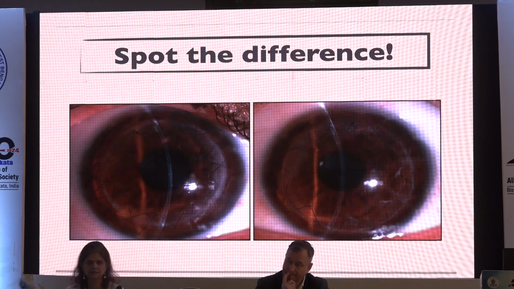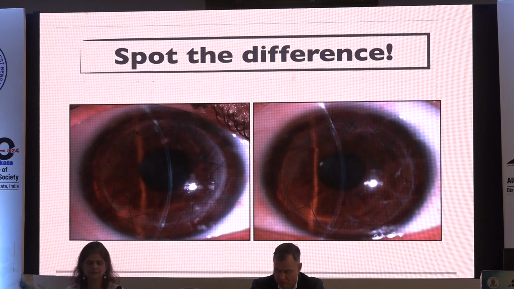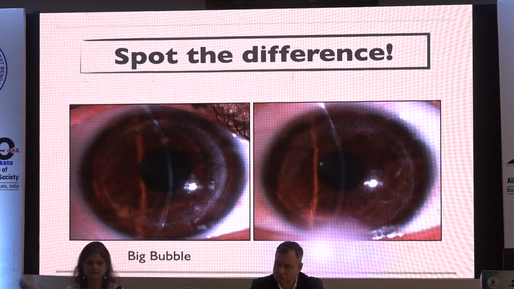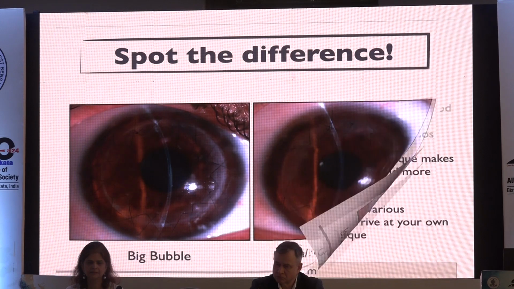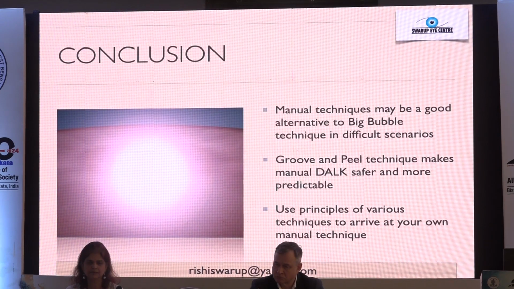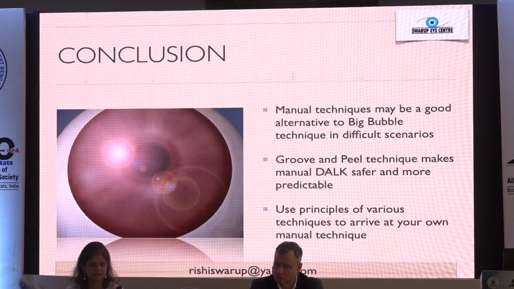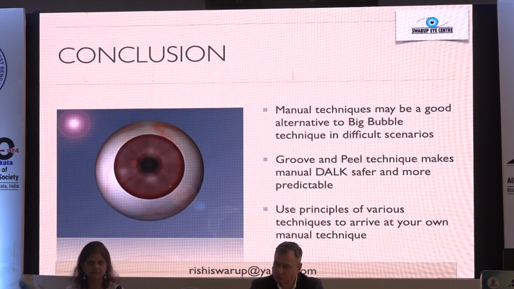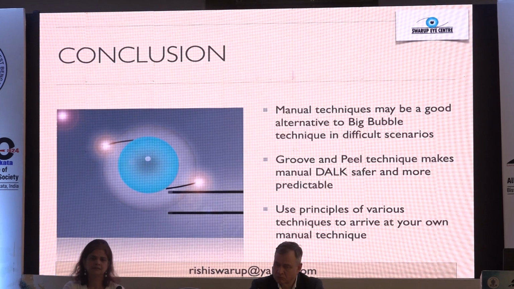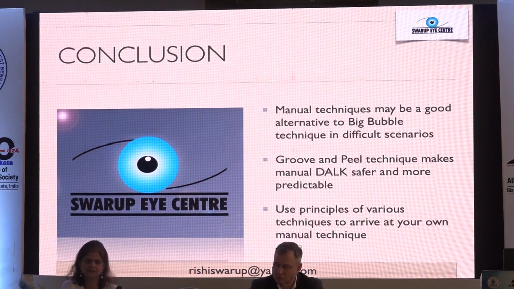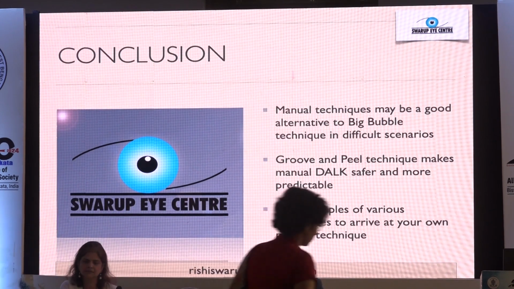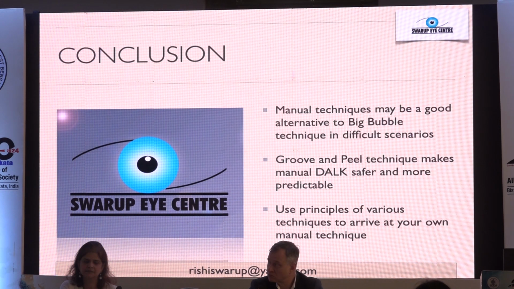So this is one of the patients. One eye I have done a big bubble DALK, and one eye I have done a DALK with the groove and peel technique. And you cannot say which was done by which. Both are equally clear and had an equally good visual outcome. Manual techniques are a good alternative to big bubble, especially in difficult scenarios. The groove and peel technique makes manual DALK safer and more predictable. And sometimes if it doesn't go as per plan, you can always use principles of various techniques to arrive at your own manual technique and get good outcomes with DALK.